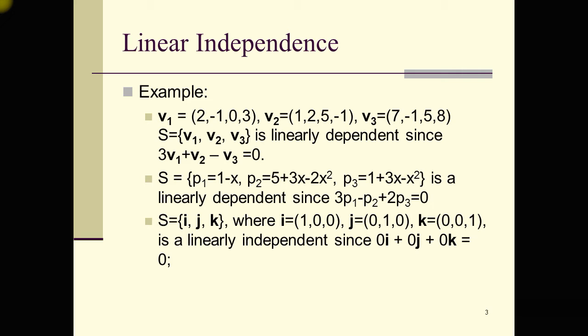And you see over here in this example k1, k2 and k3 have a non-trivial solution, so the vectors are linear dependent. Now another example, suppose we have polynomials p1 equal to 1 minus x, p2 is equal to 5 plus 3x minus 2x square, p3 is equal to 1 plus 3x minus x square.